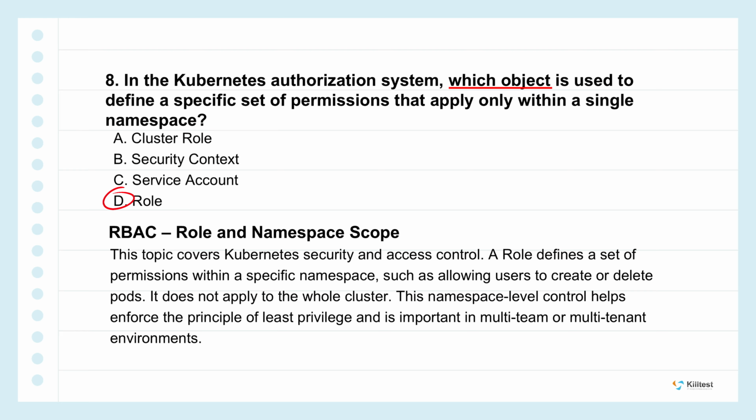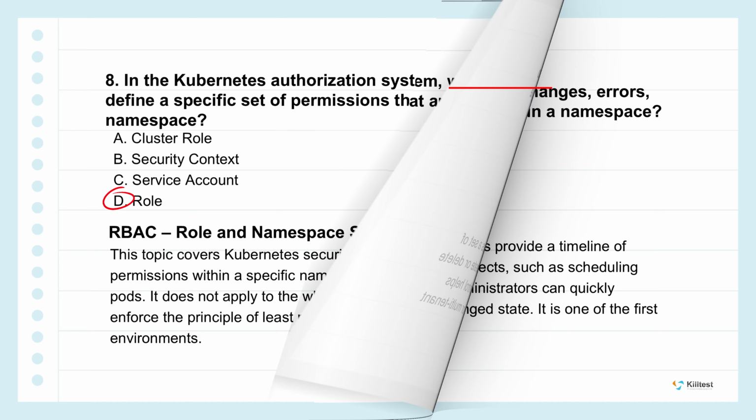Spot on. And remember, you need a role binding to actually attach that permission to a user. The role is just the definition. The binding is the key that turns it on. Great tip. All right, we have reached the end of our stack, and we're circling right back to where we started. The heavyweight champion. Troubleshooting. The final boss, question 9.